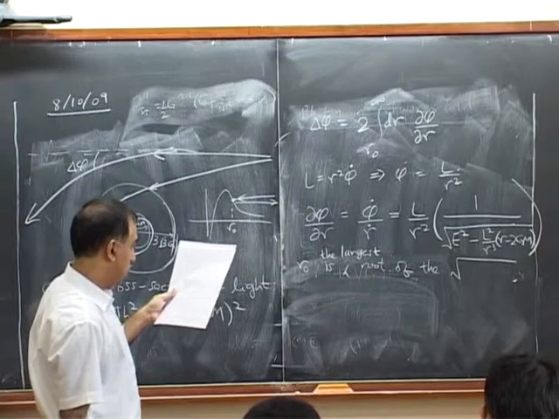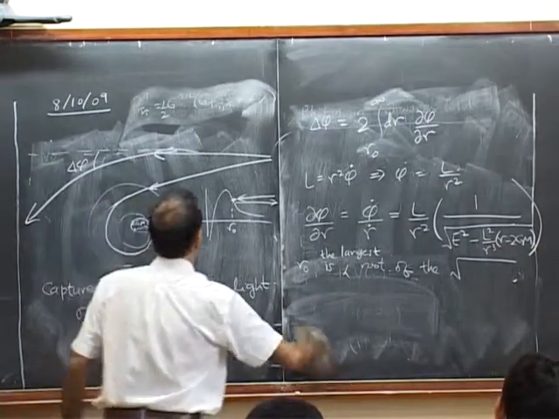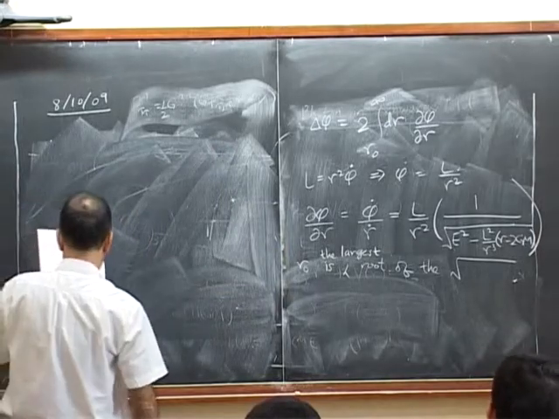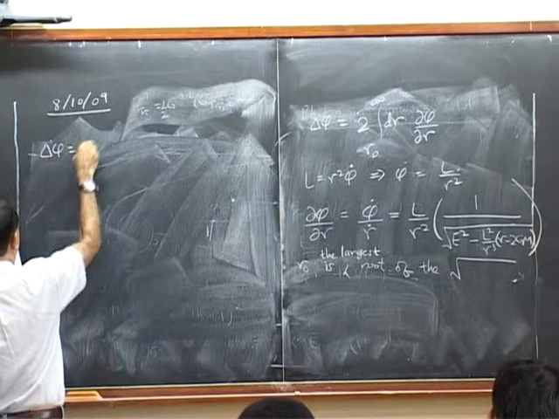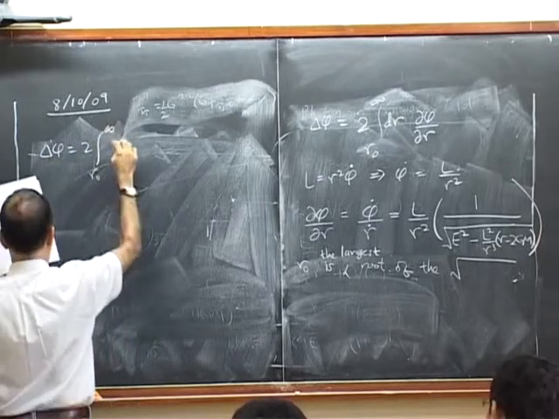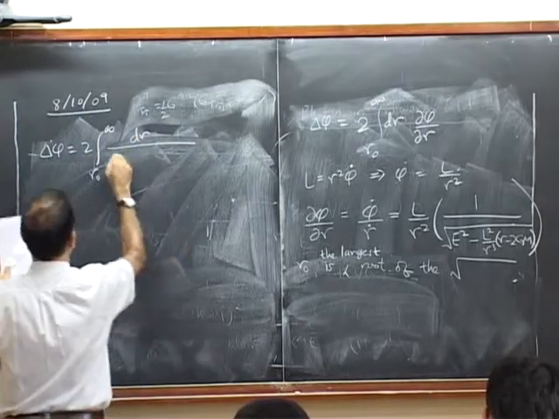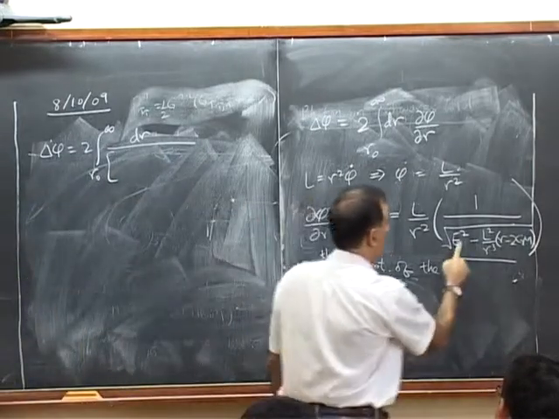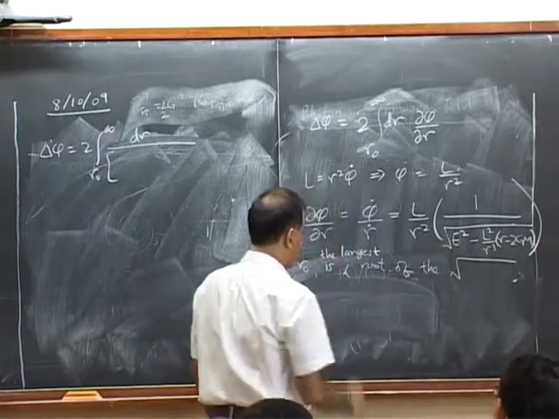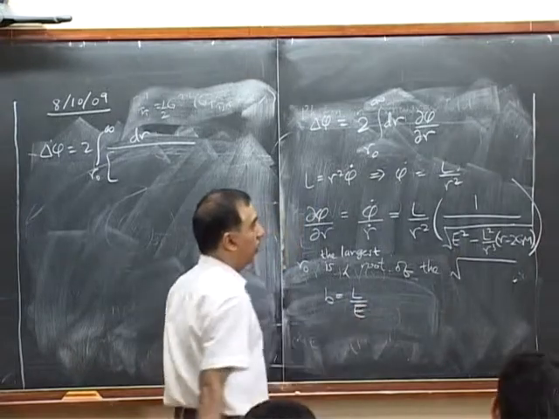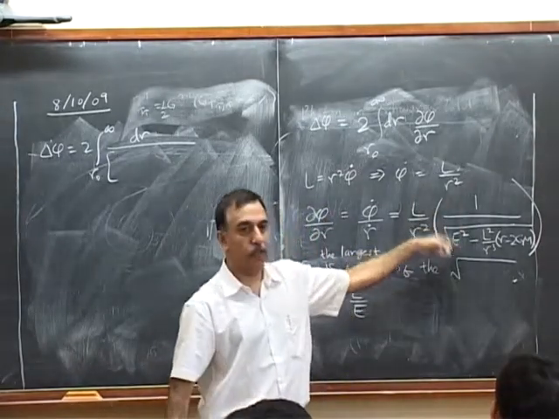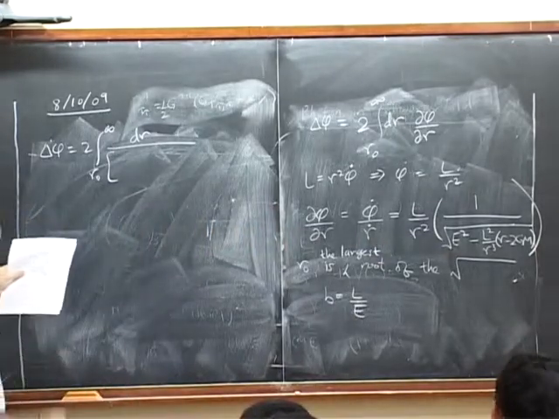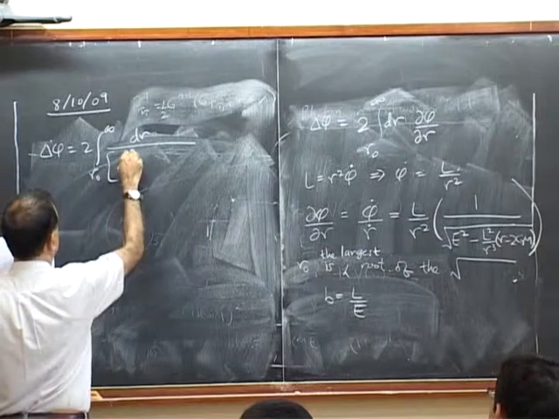Good. So now we need to just write the integral and calculate it. So delta phi is 2... we've done, now what we'll do is to replace E and L, take them out and replace them in terms of B. B is equal to L by E. And you can see here that this thing scales exactly as a function of L by E. It's linear in L in the numerator and linear in E and L in the denominator. So you can get this sort of expression.